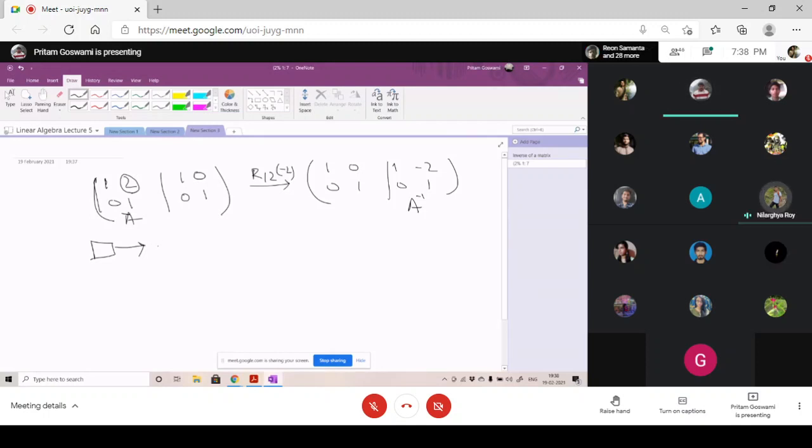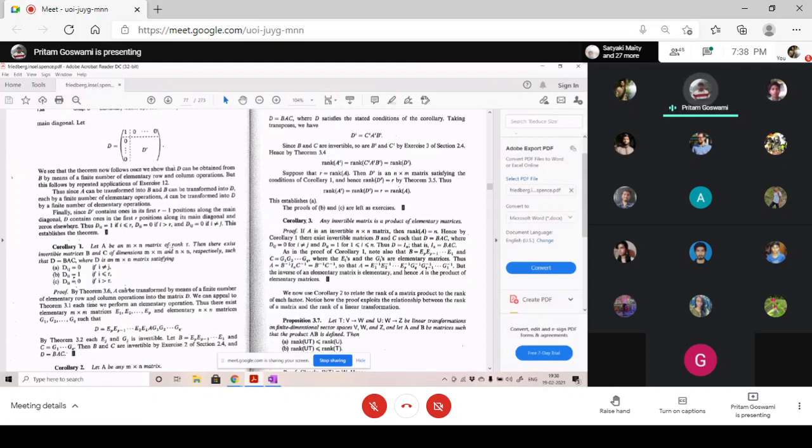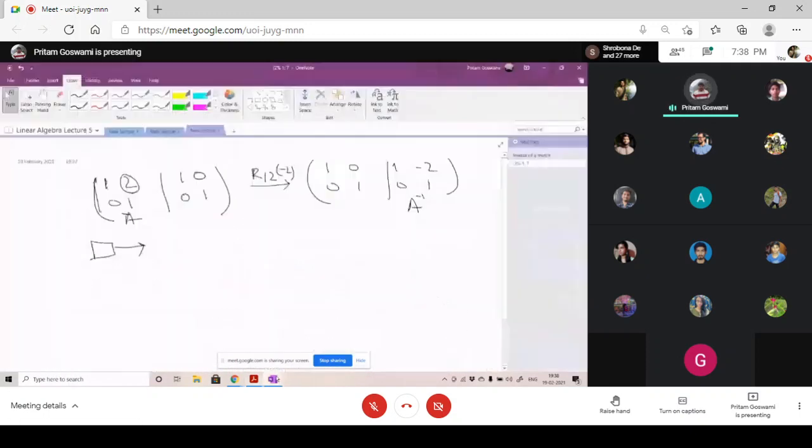Sir, one thing, the notation is R12 minus 2 or R21 minus 2. Look, in different books there are different notations. In Friedberg they haven't used this notation also. They are just using the first kind of operation, second kind of operation, and third kind of operation. So in general this notation is easy to remember.